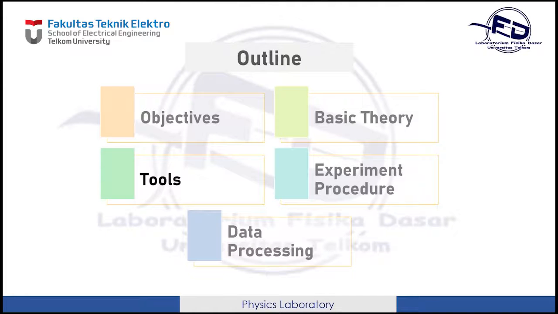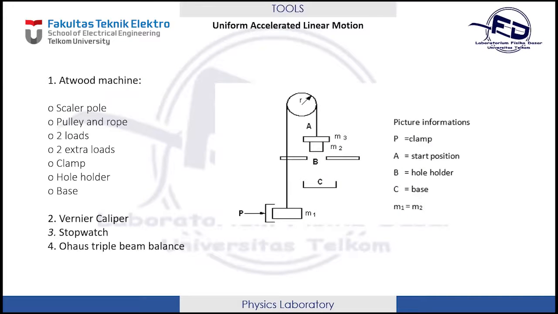And the last are the tools we will use. The tools that we need for uniform accelerated linear motion are a full set of Atwood machine that consists of scale pole, pulley and rope, 2 loads M1 and M2, 2 extra loads M3 and M4, clamp, hole holder, and base. We also need a vernier caliper to measure the pulley radius, a stopwatch to record the load movement time, and a triple beam balance to measure the mass of the load. In the picture given, it seems that there is no scale pole. If described, the scale pole is a pole that supports the pulley and has a scale to measure the distance of the load movement.